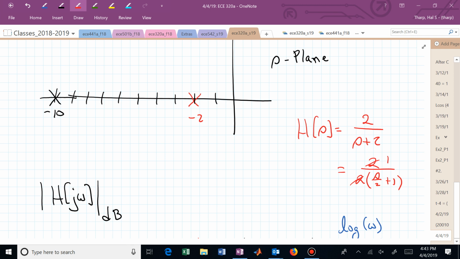What's h of 0? Plug s equal to 0 into either of those, and you better get the same answer, unless we factored something wrong, and we didn't. We get 1. So now in dB, what is 1? Log of 1? 0. So we have 0 dB at dc.